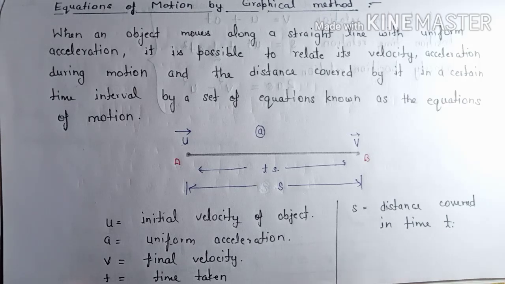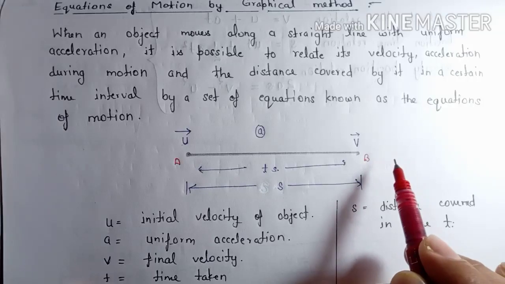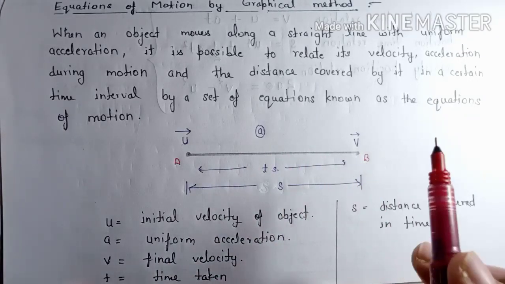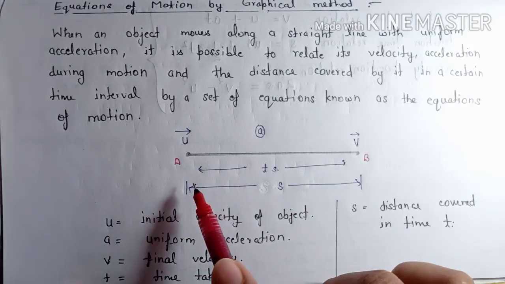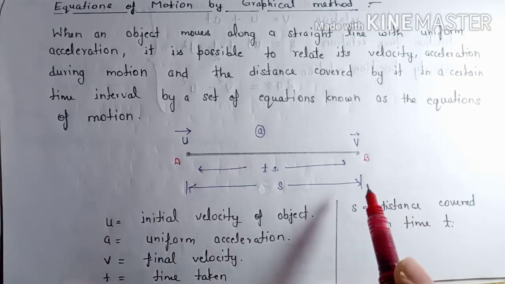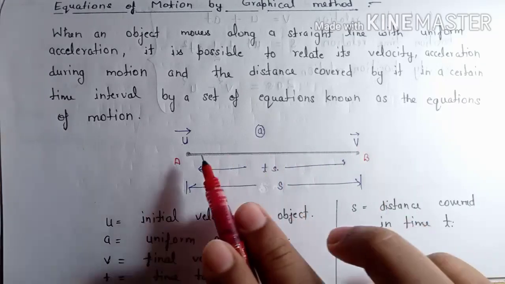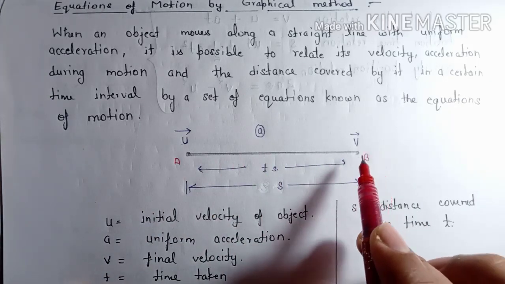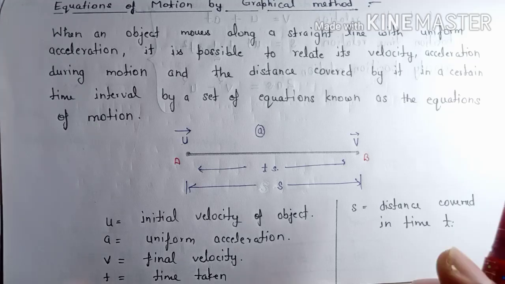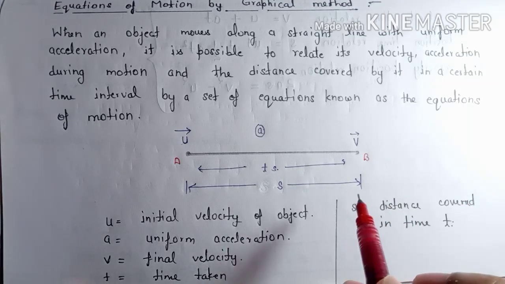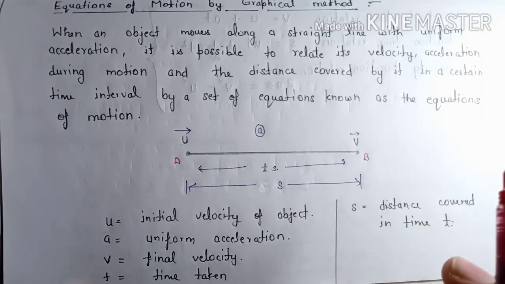of motion. Read this: when an object moves along a straight line with uniform acceleration a, it is possible to relate its initial velocity and final velocity, acceleration during motion, and the distance covered by it in a certain time interval, that is t. So the set of equations that we get are called equations of motion.